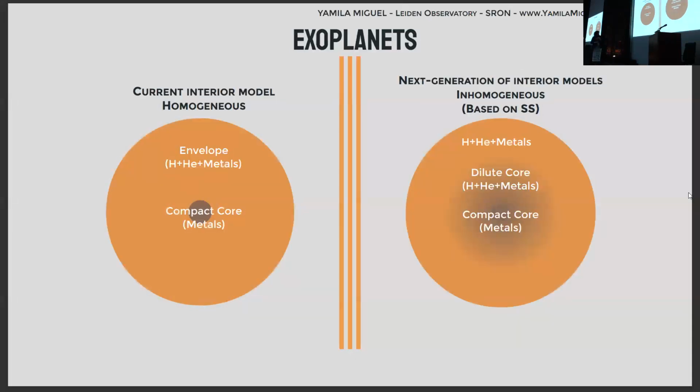In reality, planets probably are more or less like this. It looks the same on the screen, but there is a gradient, or I tried to put a gradient of metals here, which means that the metals that are here in the compact core go towards the atmosphere with a gradient. So then we are not completely sure if the atmospheres are completely convective or not, and where they change. So this is something that we need to further investigate.